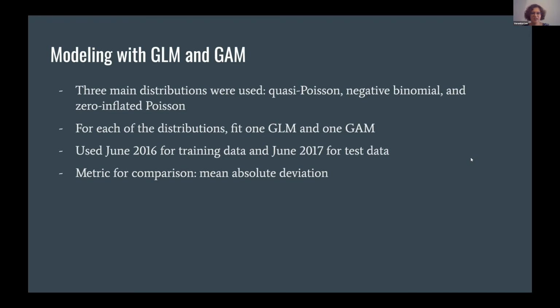From there, we decided to fit a quasi-Poisson, negative binomial, and zero inflated Poisson for each of these distributions, one GLM and one GAM.